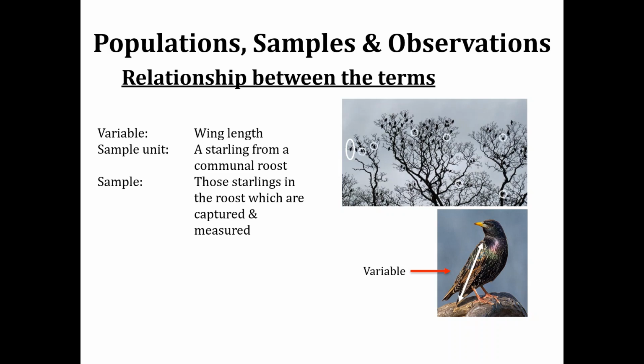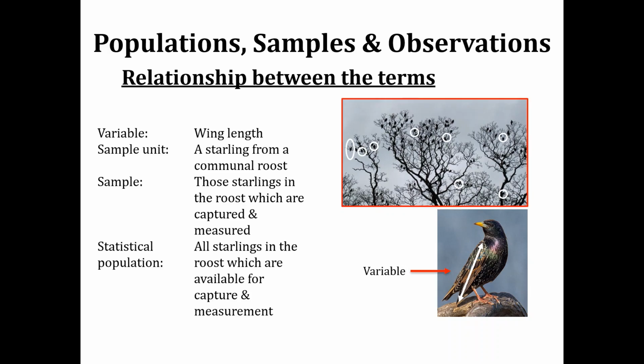So the sample is those starlings in the roost which are captured and measured. So only those starlings from this roost which can be captured and which can be measured for their wing length will constitute the sample. And what will be the population? Population will be this entire communal roost. So all starlings in this communal roost which are available for capture and measurement. Although we were not able to capture all of those starlings, still they were available for capture and measurement. So they constitute the statistical population.